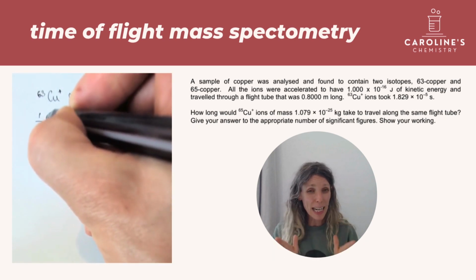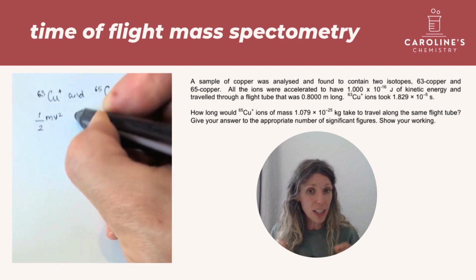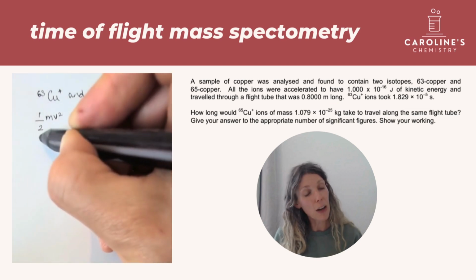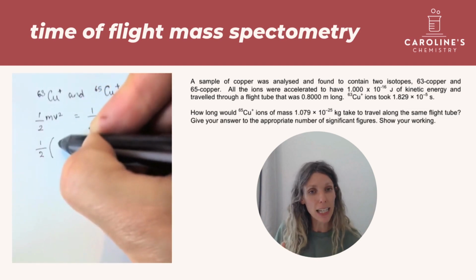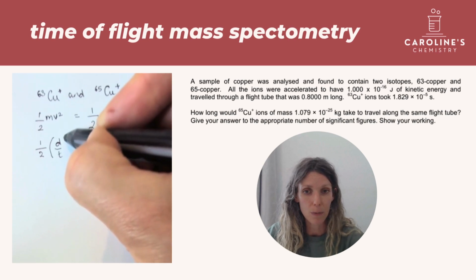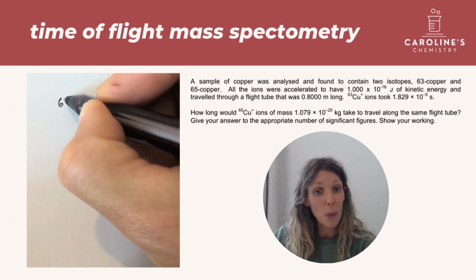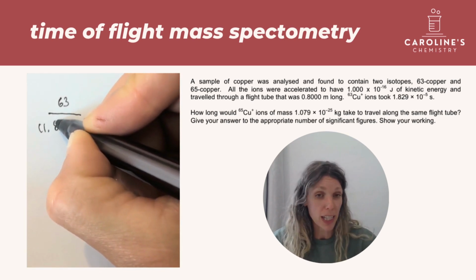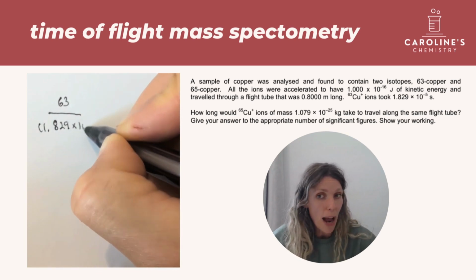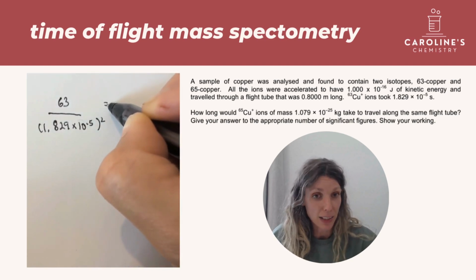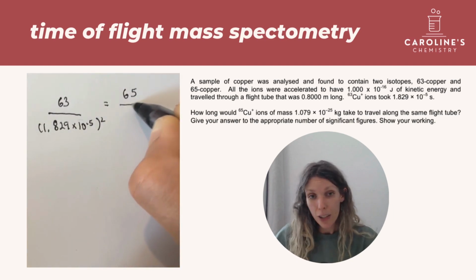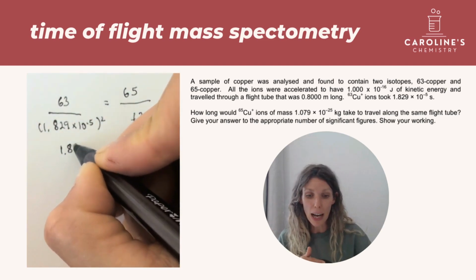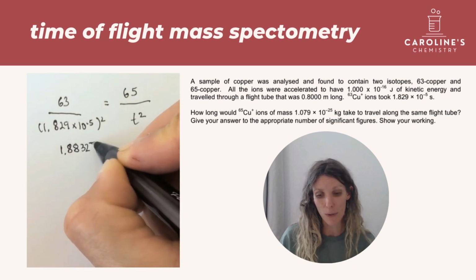They are also in the same time of flight tube, and therefore the distance that they are traveling is the same. So therefore the d's cancel. We are therefore left with an equation that is m over t squared equals m over t squared. Now we're going to put in the data that we know. So the ion that we know everything about is the 63 isotope of copper. So we can do 63 divided by its time of flight squared. That is equal to the 65 over the time that we don't know squared.